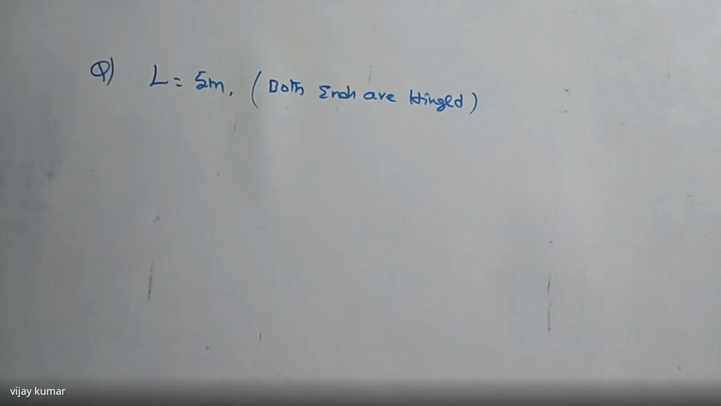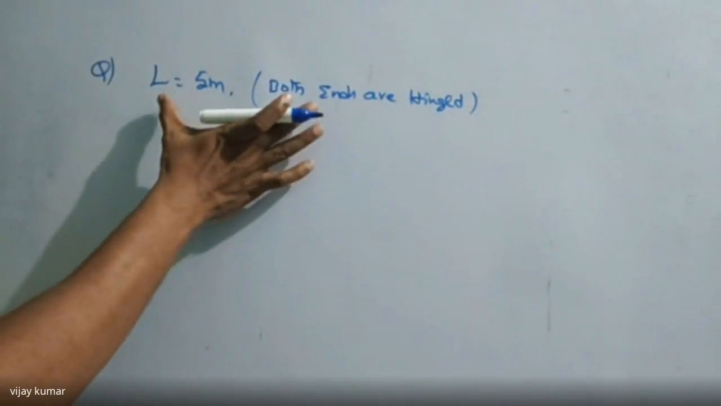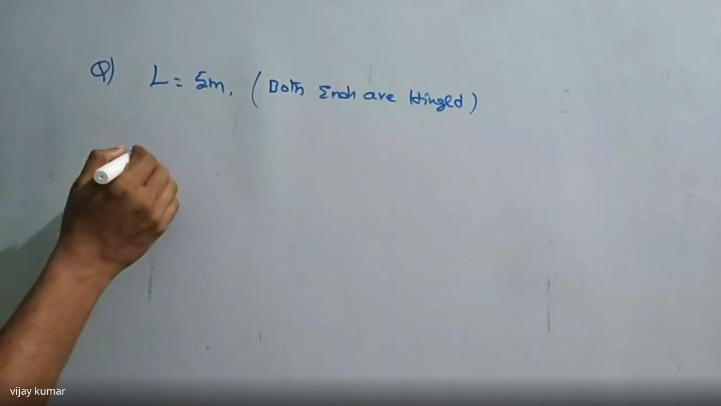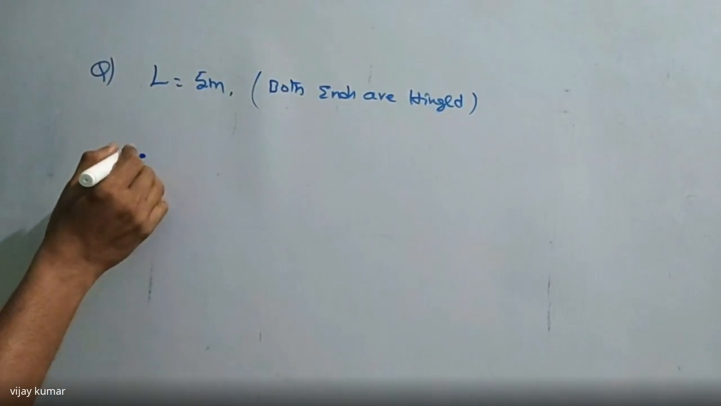The same bar, when freely supported, gives a midspan deflection of 10 mm under a load of 80 newtons at the center. For example, if you take this column, both ends are hinged here. So this is the hinged one.